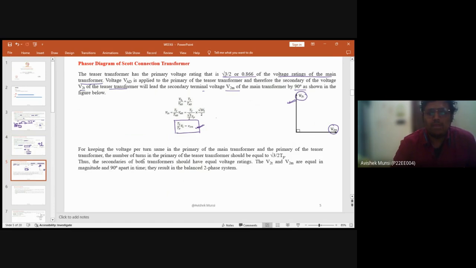Okay. So for keeping the volts per turn the same, the number of turns in the primary of the teaser transformer would equal root 3 by 2 times T. That is why you can say that V2T and V2M, that is the secondary voltages of the teaser and the main transformer, are equal in magnitude, but they are 90 degrees apart from each other. Okay. So that is why it will result in a two-phase system.